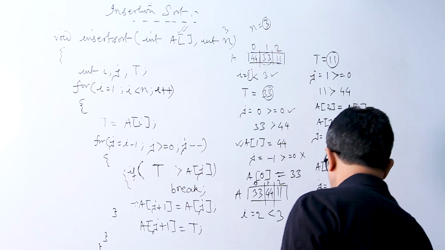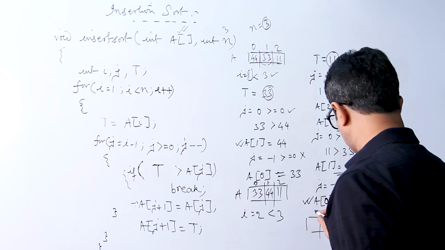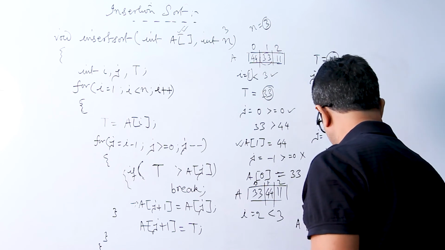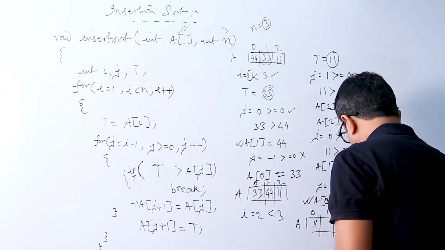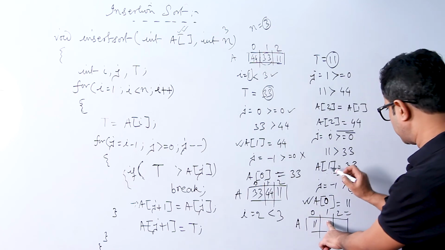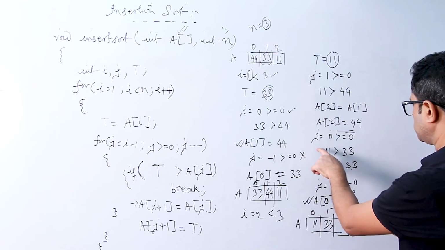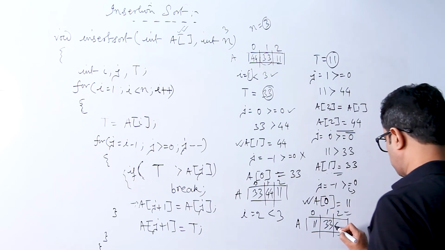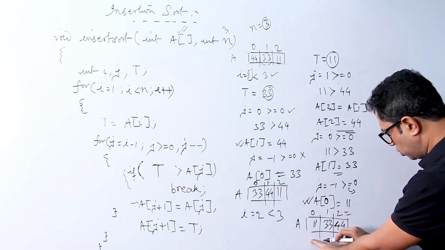So now see, if we write the array now, the updated array will look like this. A[0], that is the 0 position, will contain the value 11. The 1 position will contain 33, and the A[2] position will contain 44. So now the array looks like this.